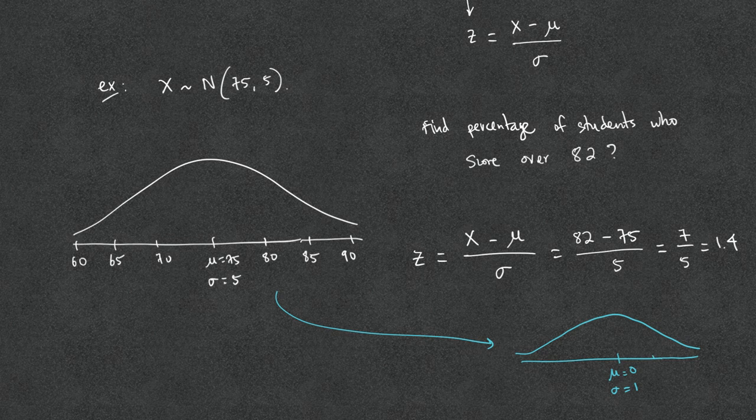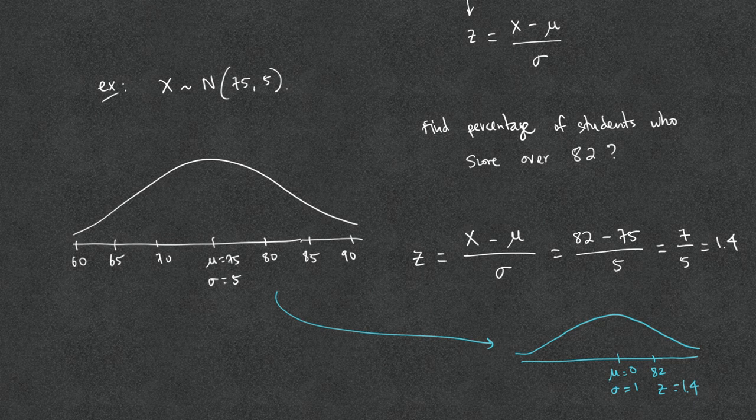With the score of 82, we know that this score is 1.4 standard deviations away from the mean. It is positive, meaning that this score is above the mean or on the right-hand side of the mean. If we were to end up with a negative z-score, that means the x value is on the left-hand side or below the average or the mean.